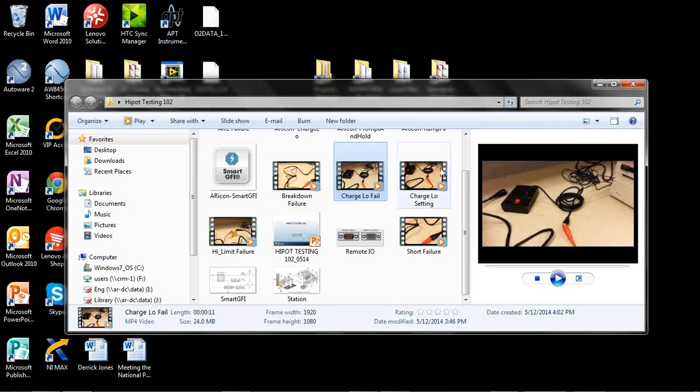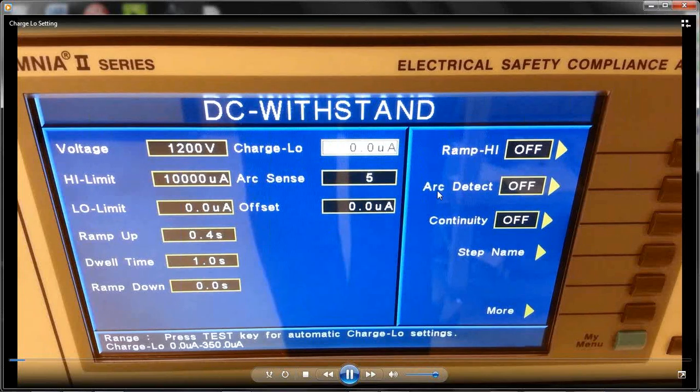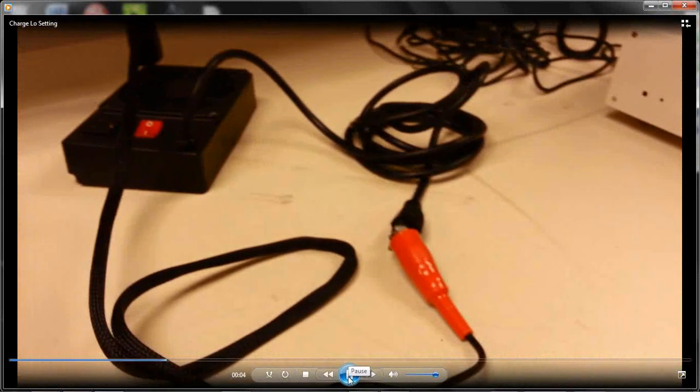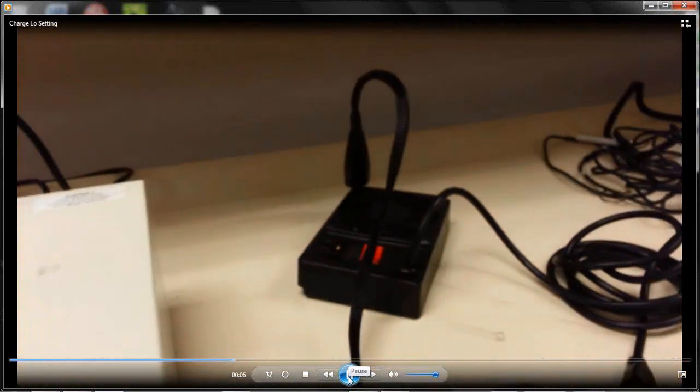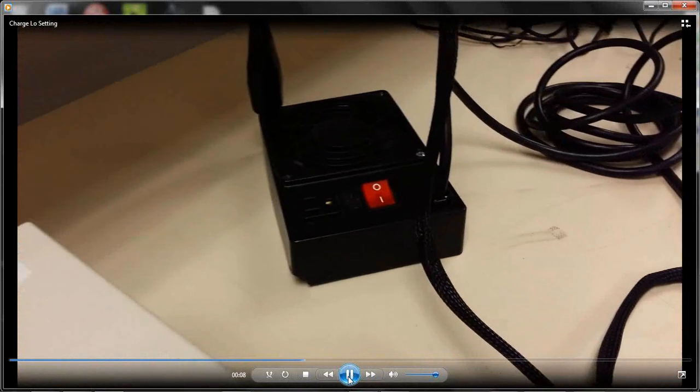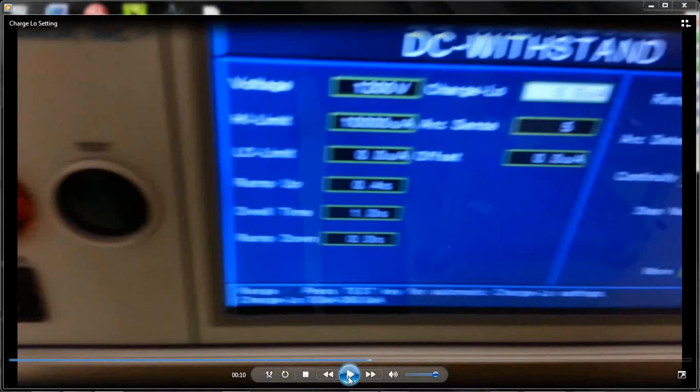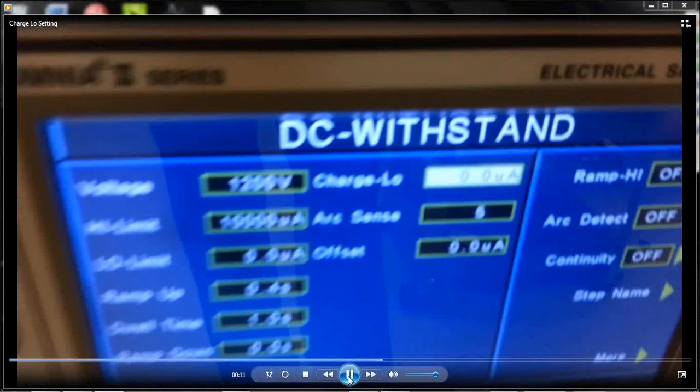Oh, wait, that's not the one I want. I want to set it first. All right, so basically what I've done here is I'm setting up a test, and I have my DUT connected. It's a little fan. You can see I have return on the chassis and high voltage on line and neutral. And I have the power switch on. That's very important. Always have your power switch on.